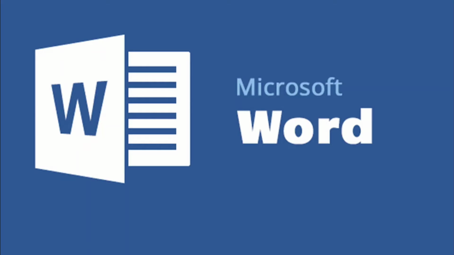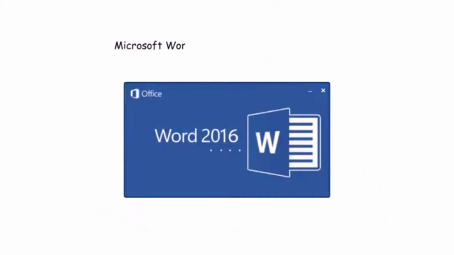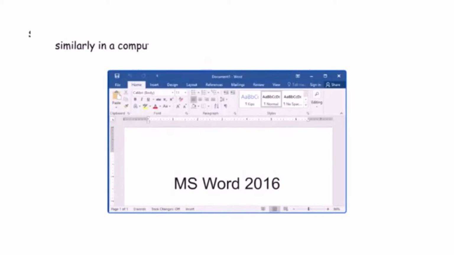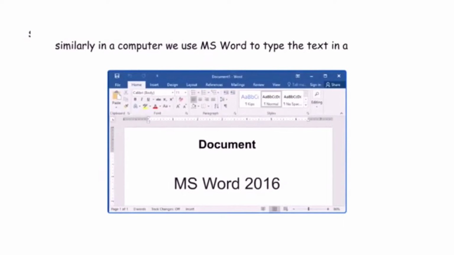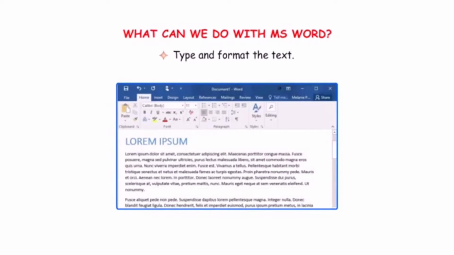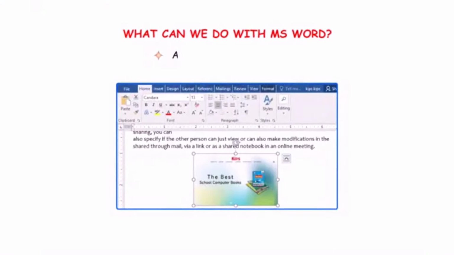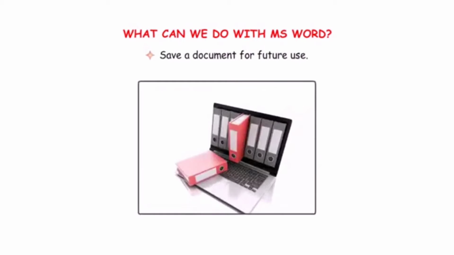Very good. Let's learn about Microsoft Word first. Microsoft Word is a word processing software. As we use a notebook to write words and sentences, similarly in a computer we use Microsoft Word to type the text in a document. What can we do with Microsoft Word? Type and format the text, edit text such as adding, deleting, copying and moving, add pictures in a document, and save a document for future use.